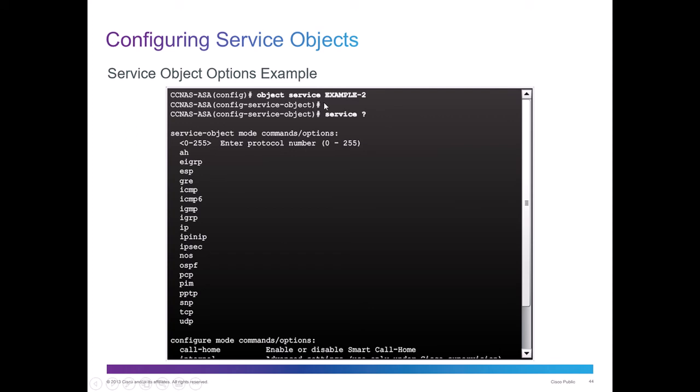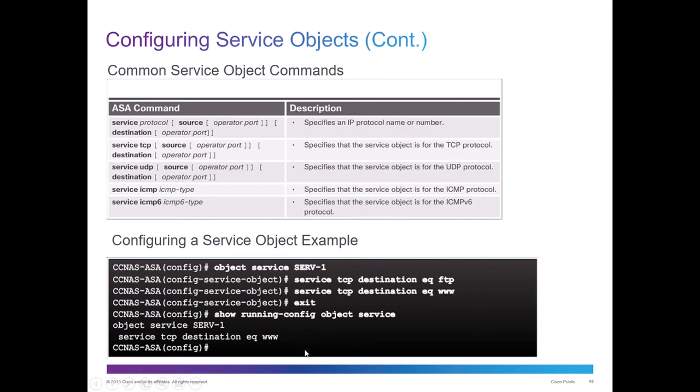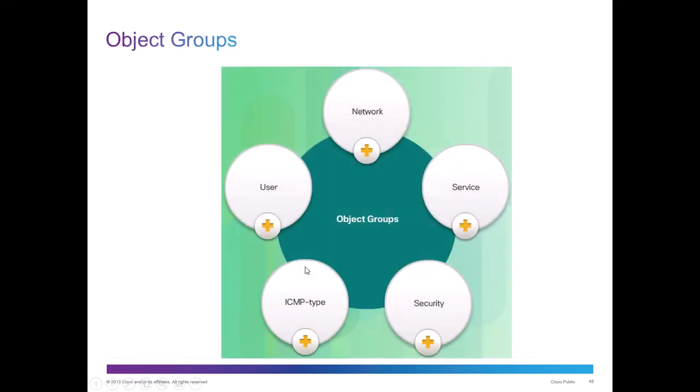Object service. Here are the different types of services that you could do. So let's take a look at some examples of that. Object service serve-1. So service TCP destination equal FTP, service TCP destination equal World Wide Web. So you can always use this object serve-1 whenever you want to do these two commands in ACLs. So you don't have to keep retyping this. You just type the object service serve-1. All right, so the object groups are the network, the service, the security object, ICMP types for pinging, and user objects that you can have.